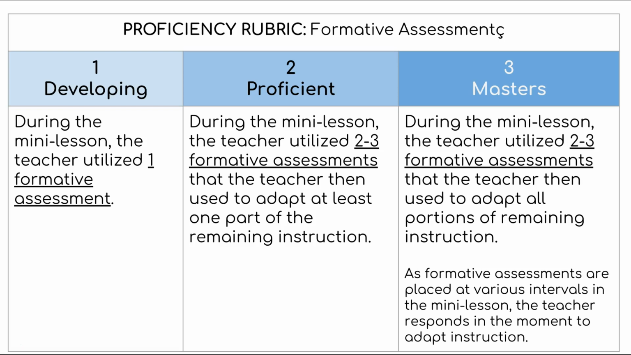To achieve a proficient rating, the teacher must utilize 2 to 3 formative assessments and then use the data from the assessments to adapt at least one part of the remaining instruction. And to achieve a master's rating, the teacher must also use 2 to 3 formative assessments and then use that data to respond in the moment to all portions of remaining instruction.